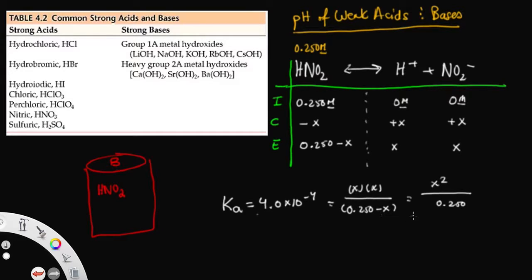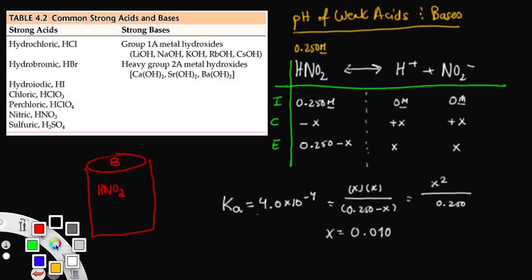So now we just have to do basic algebra. We multiply both sides by 0.250. Okay, and we take the square root of whatever value we get, and we should get x to equal 0.010. Okay, and what I basically did was I multiplied both sides by 0.250, and I got x squared equals whatever that amount is, 4.0 times 10 to the negative 4th times 0.250. I took the square root of that to get x by itself instead of x squared, and it yields the value x equals 0.010.